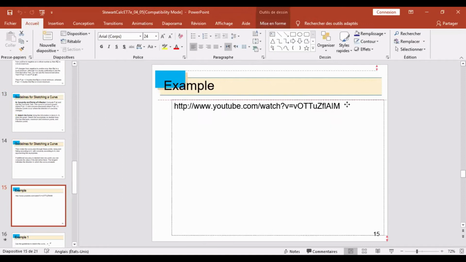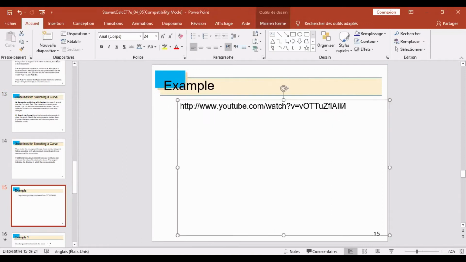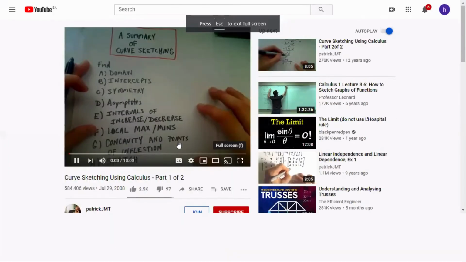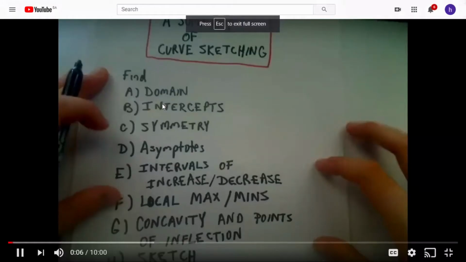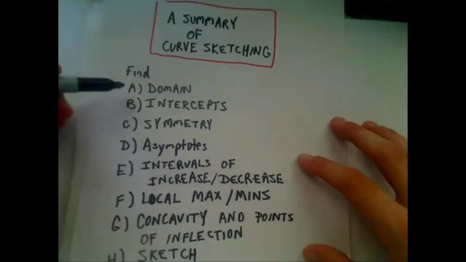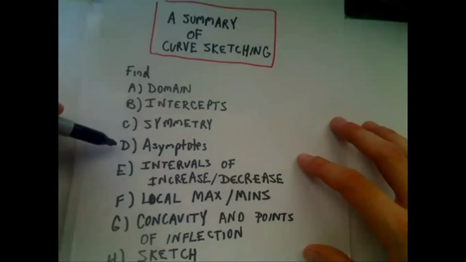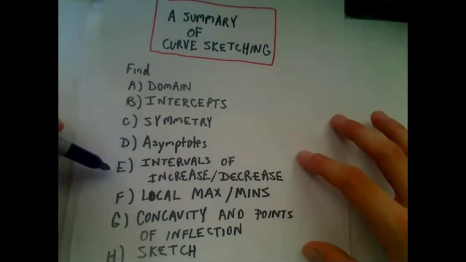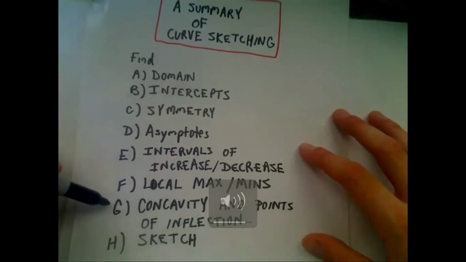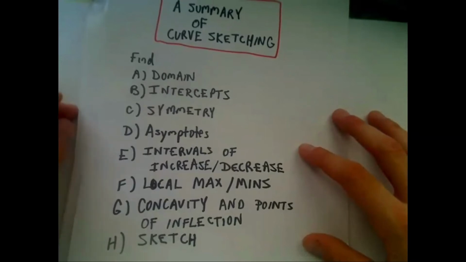This is a video. I don't know if we can see the video together. Okay, in this video, we're going to do a summary of curve sketching. There's a lot of things to discuss in this. We're going to talk about domain, x and y intercepts, symmetry, horizontal and vertical asymptotes, intervals of increase and decrease. We'll try to find any local maximums and minimums. We'll talk about concavity and points of inflection, and then try to do a rough sketch based on that.